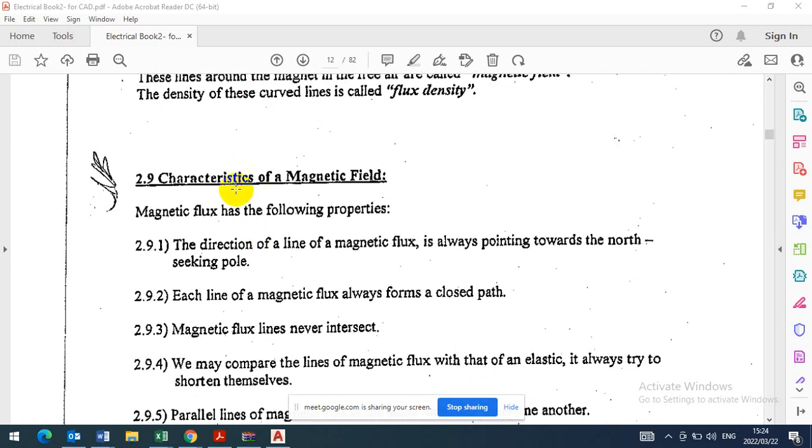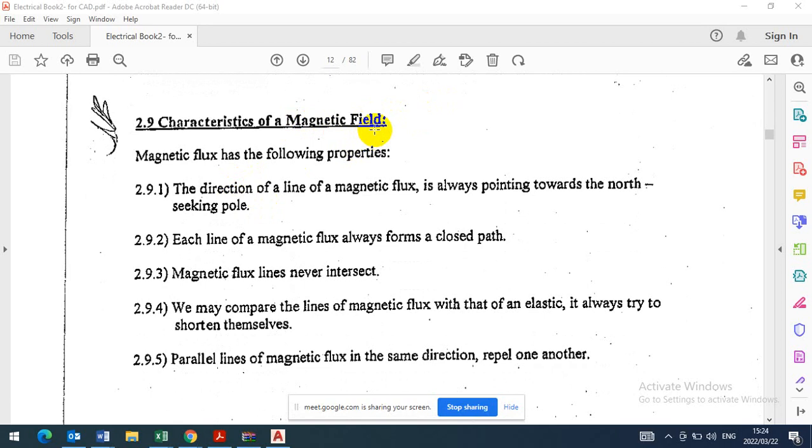If you read through here, they are giving you the properties of magnetic field, that the direction of a line of magnetic flux is always pointing towards the north seeking pole. Okay. Then each line of a magnetic flux always forms a closed loop or path. How does it form a closed path? Like I've told you, inside it moves from south to north, outside it comes out from north to south, so it's back and forth. There's no way it's going to break up. It's a continuous flow of magnetic lines. So outside is north to south, inside is south to north, just like that. Okay, that is another property.